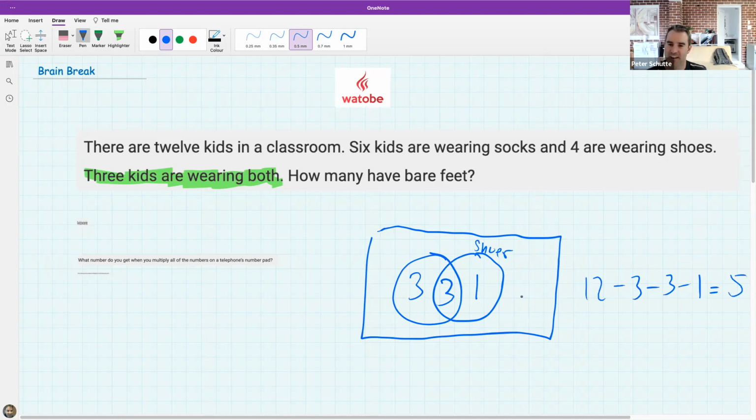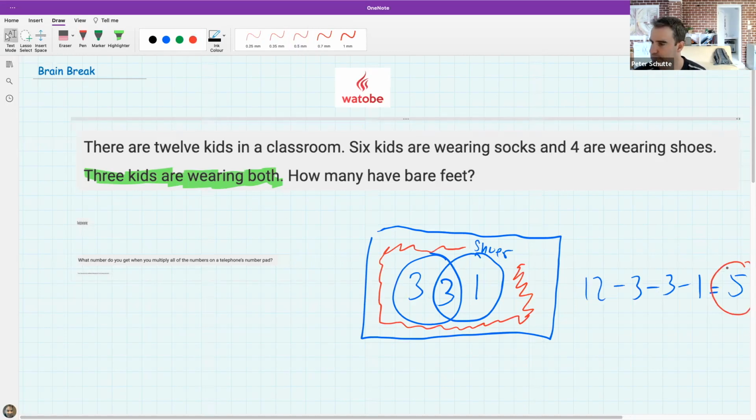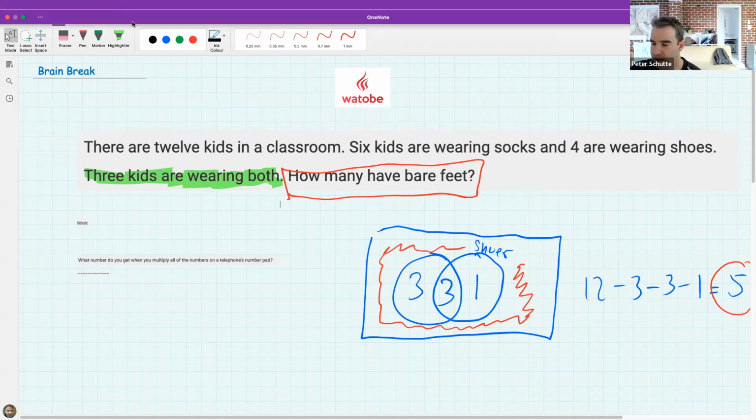Perfect. Well done. So absolutely. So basically, once you know this, whatever's left on the outside here is going to be the barefooted people, which is 12 minus 7, which is 5. And so the probability would be 5 out of 12. But in this case, what they're asking for is how many have bare feet. And so 5 students have bare feet in this scenario. Okay, so maths pops up all over the place.